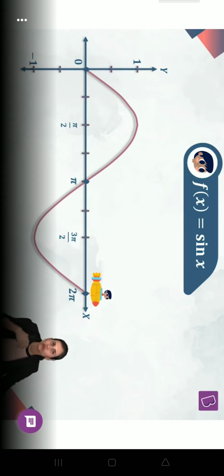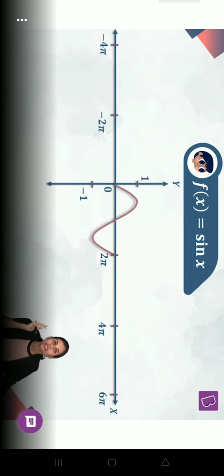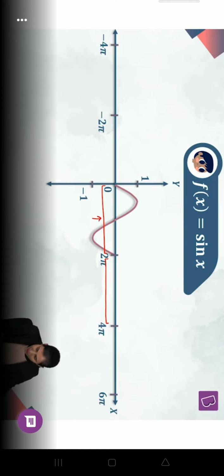Got it? I'm sure you would agree with me when I say that if theta is an angle lying in 0 to 2 pi, then 2 pi plus theta will be an angle lying in 2 pi to 4 pi. Isn't it? If theta is sandwiched between 0 and 2 pi, if I add 2 pi throughout this inequality, I get 2 pi plus theta sandwiched between 2 pi and 4 pi. And we know as a matter of fact that sine of 2 pi plus theta is exactly the same as sine theta. So what are you getting?